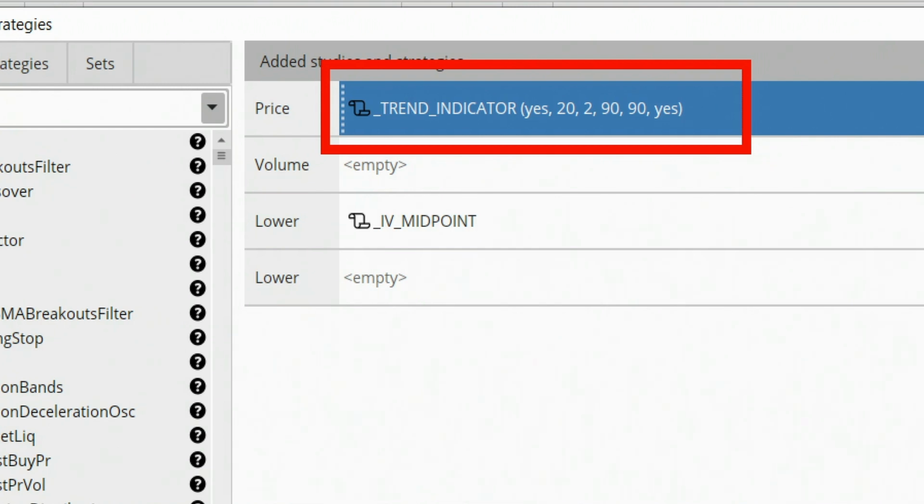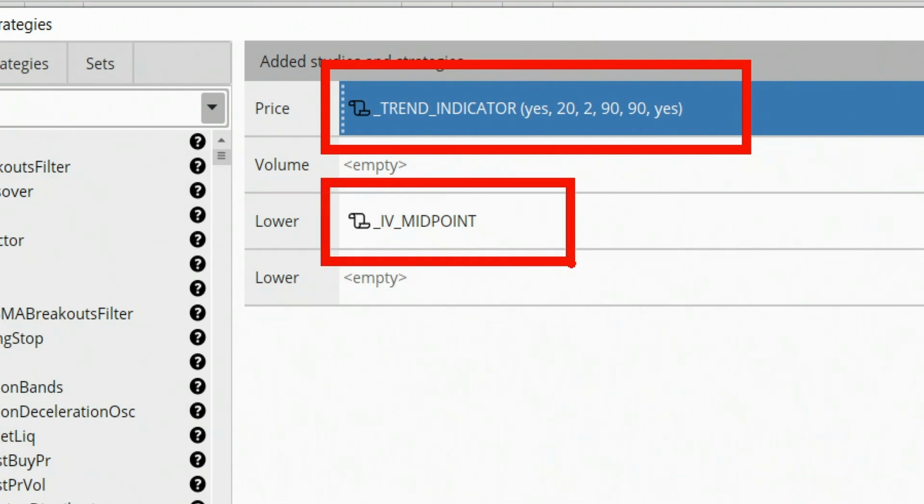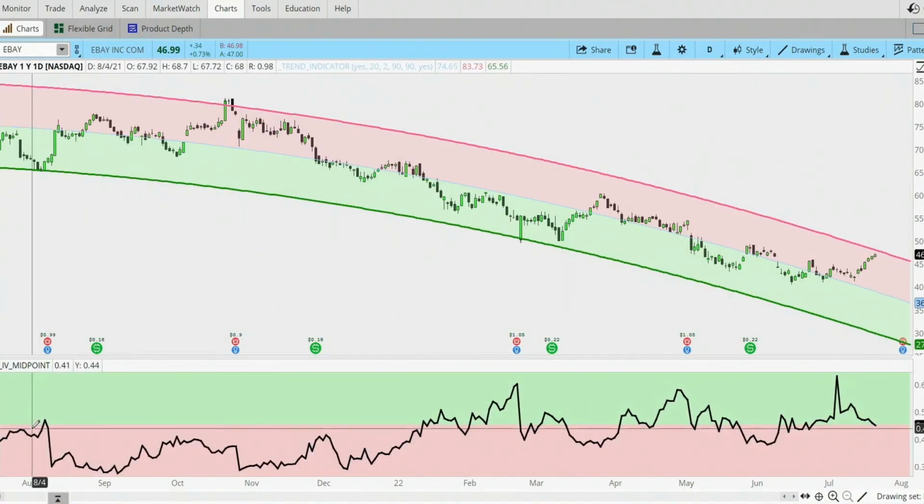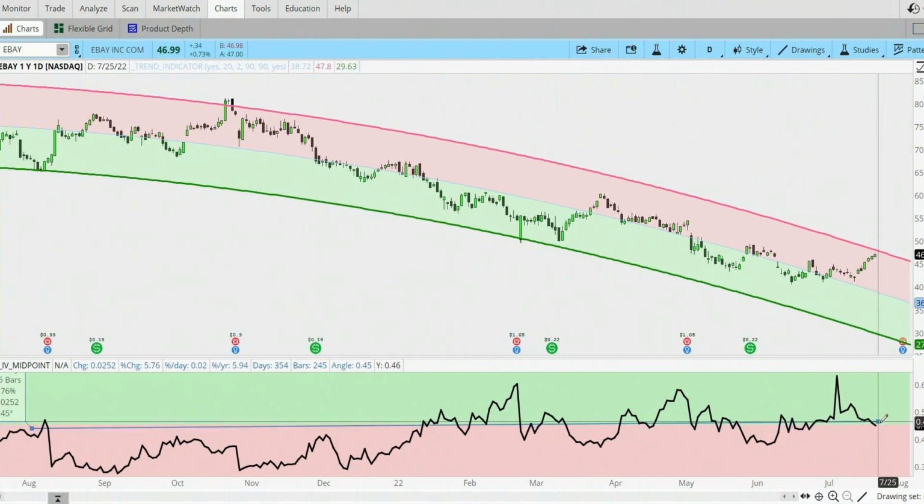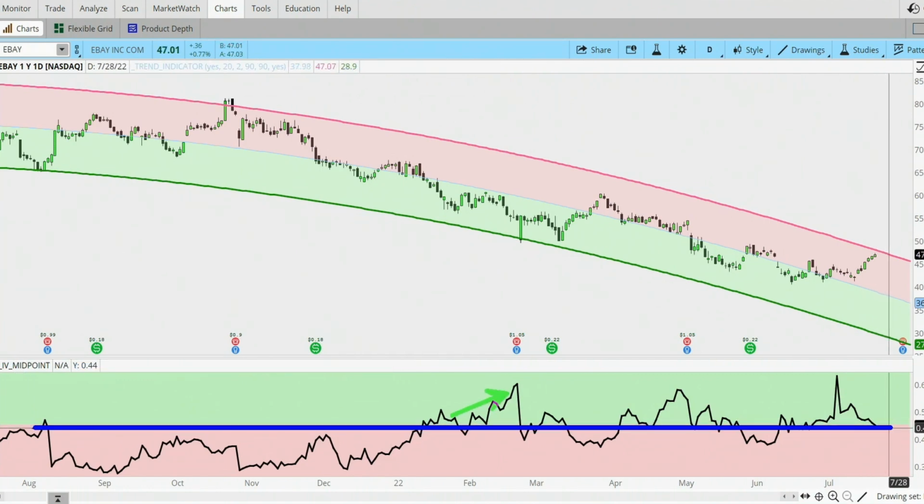Now, the way I like to trade implied volatility is by using my stock trend indicator and implied volatility midpoint indicator. If you don't have a stock trend indicator, you can use something else like a moving average or Bollinger Bands, something that will give you a directional view of where the trade is going. And if you don't have the implied volatility indicator, that's fine too. You can just click on your line tool and draw the midpoint on each one of your implied volatilities to identify if implied volatility is high or if it's low.